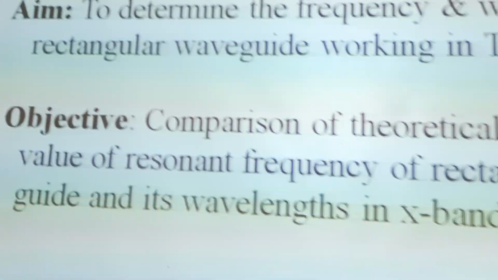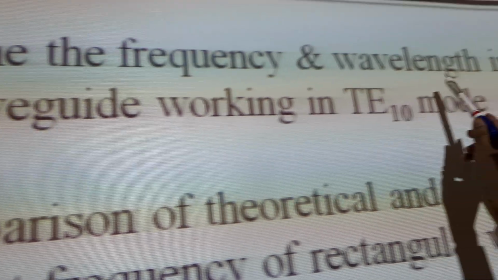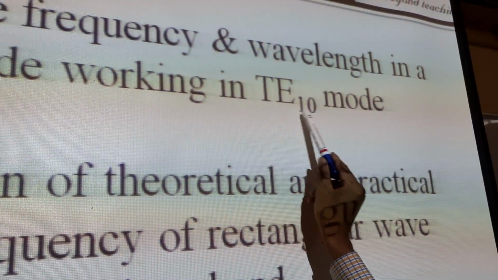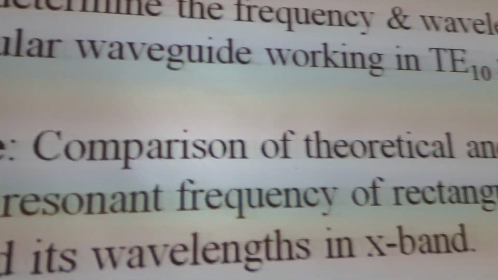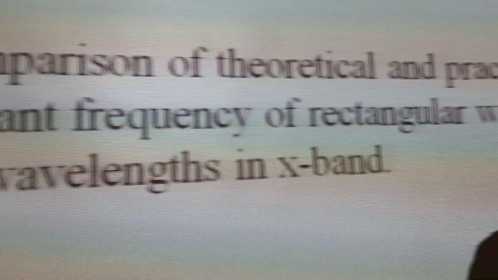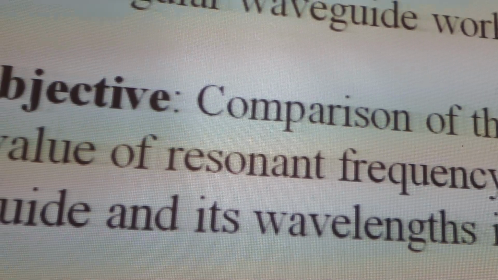Good afternoon, everyone. Today we'll do the second hardware experiment of your EMW, that is to determine the frequency and wavelength in a rectangular waveguide working in TE10 mode. That means here we'll find the frequency and wavelength of the rectangular waveguide. The objective is we'll first find theoretically the frequency and wavelength, and practically we'll find the frequency and wavelength. Then we'll calculate the percentage of error.